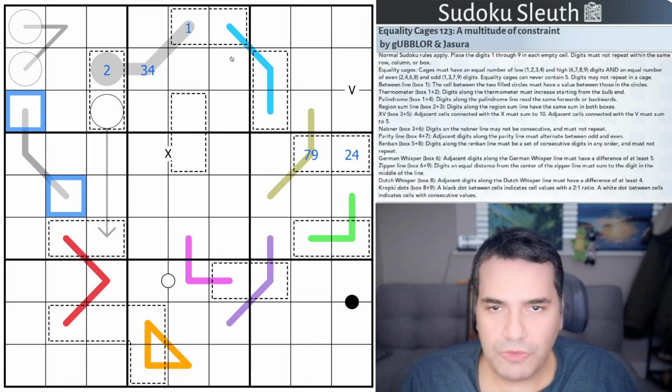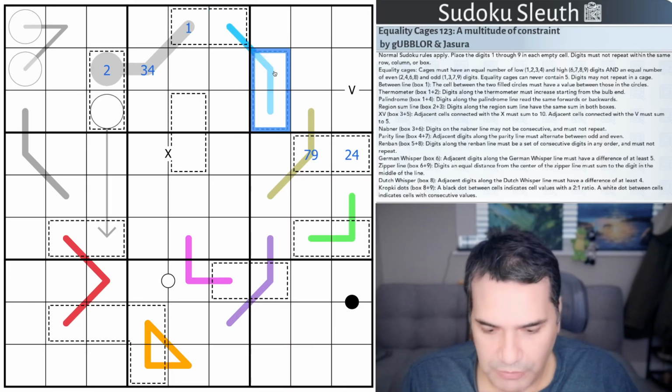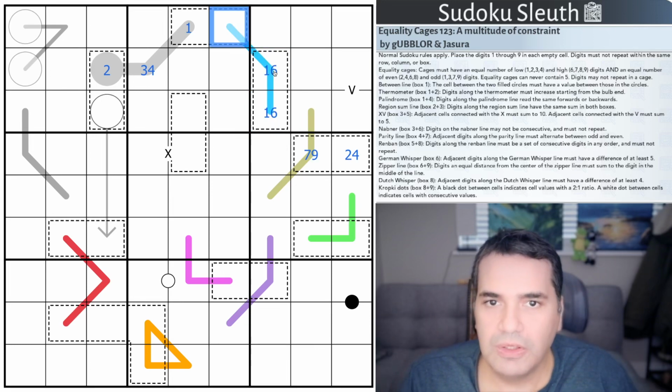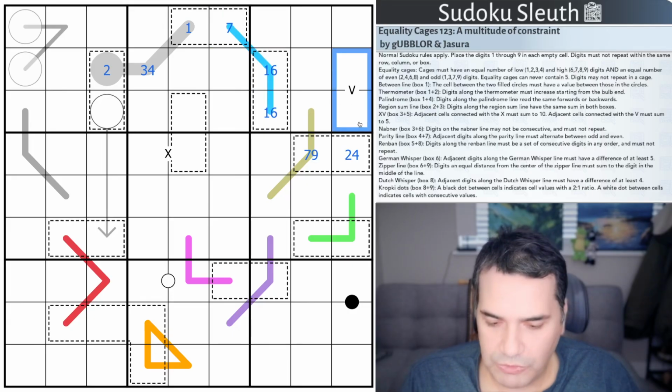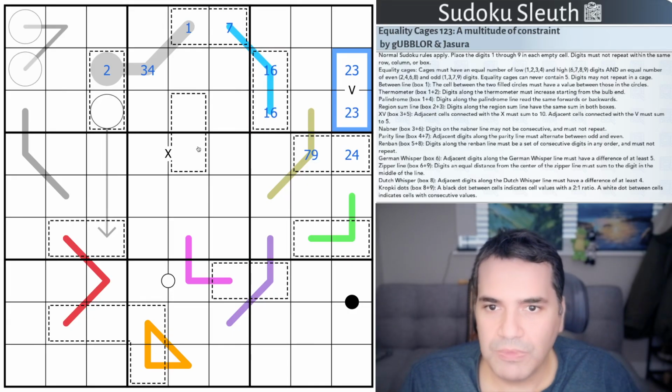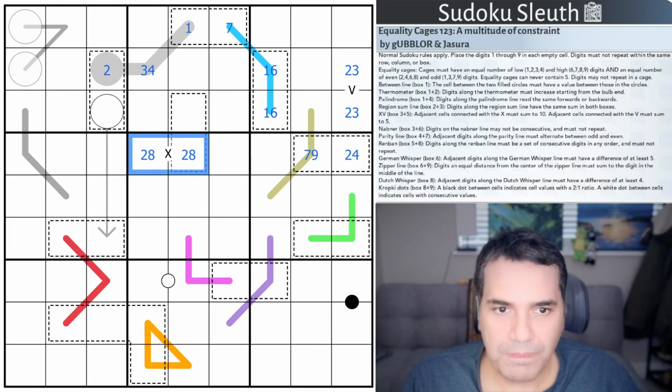Region sum line in box 2 and 3, so this blue line here, these two cells will add up to a value you're going to have to add in here. So I don't know, let me just make this up. 1 and 6, therefore I would have to place a 7 in here, so that these two sum up to whatever this value is. We have X's and V's in boxes 3 and 5. I've got a 1 and 6 in here. These two cells have to add up to 5, so that would be 2 and 3, for example. And these two cells have to add up to 10, so that could be 2 and 8 as another example.